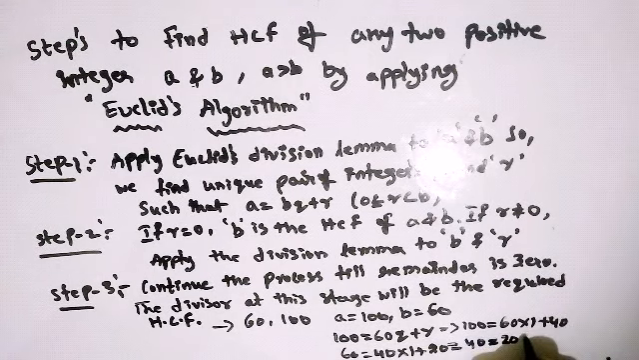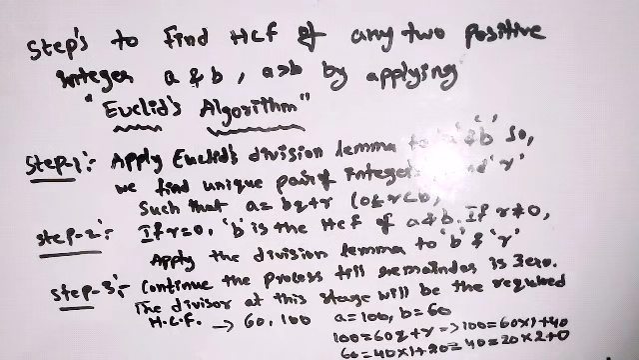In 20's table, 40: 20 times 2 is 40, and what is remaining? It is 0. Finally, if the remainder is 0, continue the process till the remainder is 0. The divisor at this stage will be the required HCF.